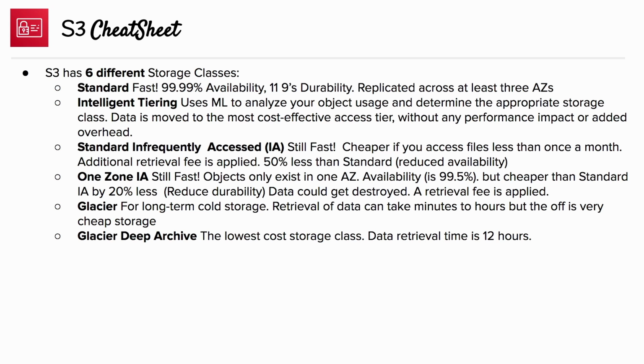Then you have Glacier, and Glacier is for long-term cold storage. It's archival storage, and it's very, very, very cheap. The trade-off here is that it's going to take between minutes to hours for you to actually access your files if you need them. Then you have Glacier Deep Archive. It is the cheapest storage class on our list, and you can't access your files for up to 12 hours. So that's how long it's going to take before you can use them.